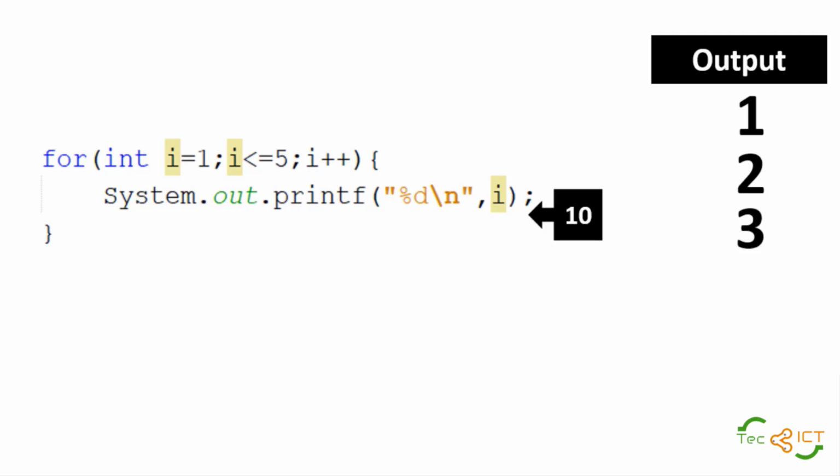The print statement prints 3. Then it checks again the increment. Now I became 4. 4 less than or equal 5 is true. Then it prints 4. I is increased by 1. Now I became 5. 5 less than or equal 5 is true.